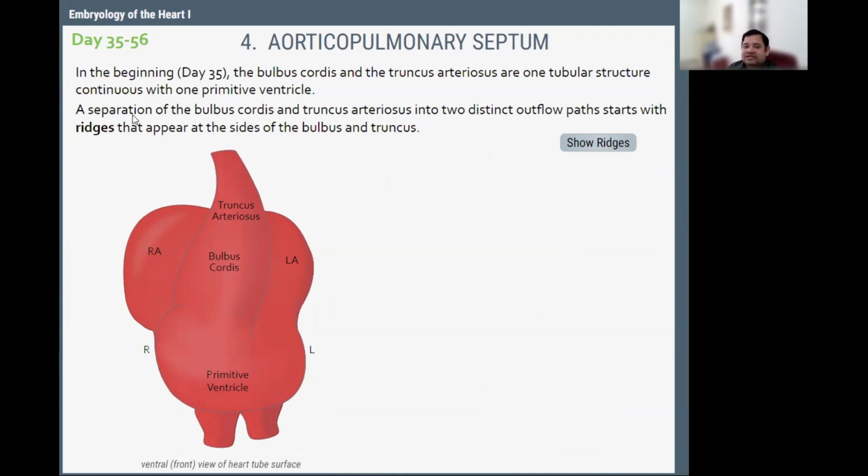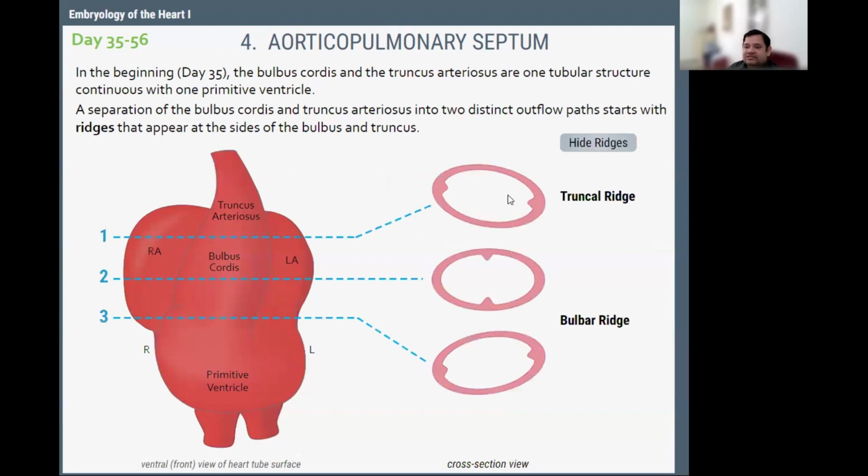We have seen previously that the separation of the bulbus cordis and truncus arteriosus into two distinct outflow paths starts with a ridge that appears at the site of the bulbus and truncus. You can see this is the truncus, this is the bulbus. This structure we got after the looping. Now you can see the ridges. Different ridges are going to form.